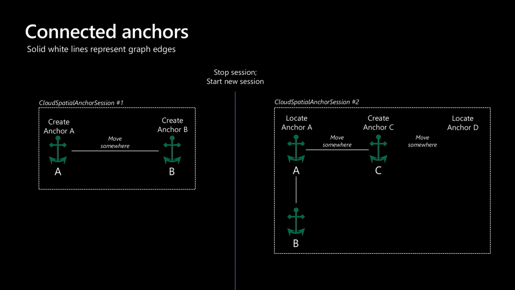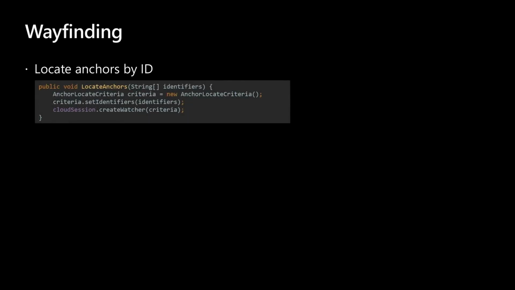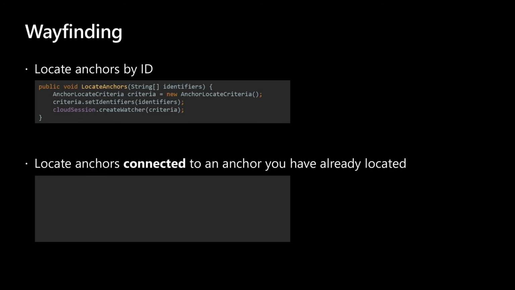But we're able to locate it by ID, and what happens then is C and D are connected, and A and D are connected. And they're connected again because we knew the location of all of them at the same time. So what does this mean for you when you're writing apps? Well, I showed you how to locate anchors by ID, but there's another way you can locate anchors. And that's by locating anchors connected to an anchor you have already located.